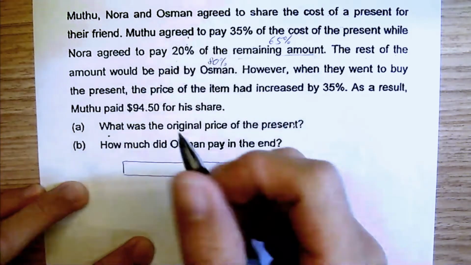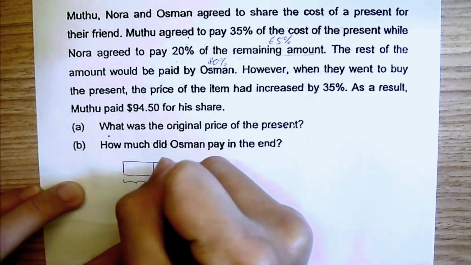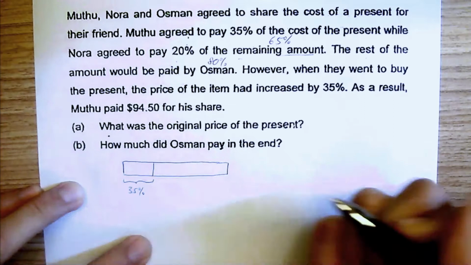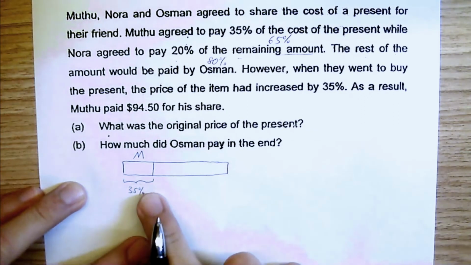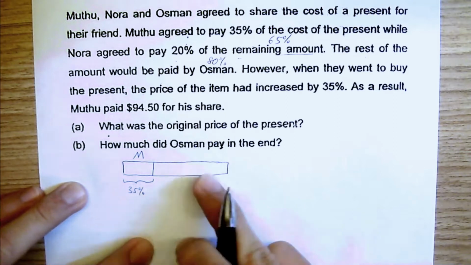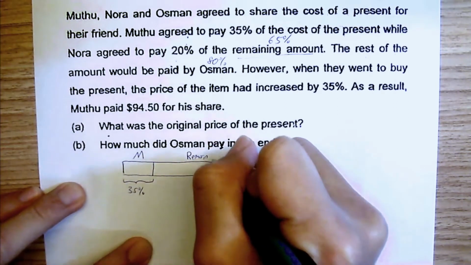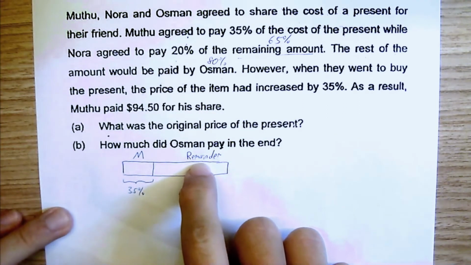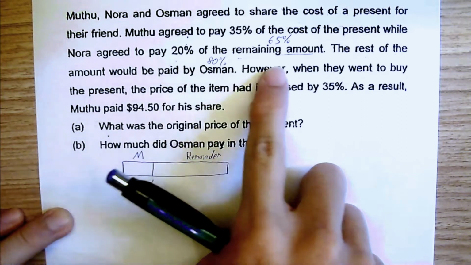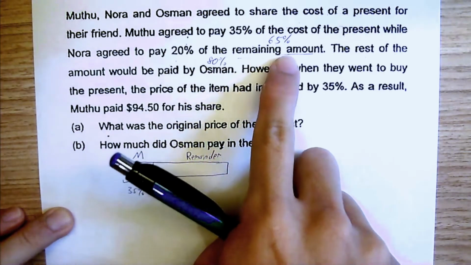Muthu agreed to pay 35% of the cost, so maybe this is about 35%. Okay, so this will be by Muthu. So Muthu paid 35% of the cost. Now, sorry, this is the remainder. The remainder is split into two portions. One portion is by Nora, who agreed to pay 20% of the remaining cost, and the other portion will be paid by Osman, which is 80% of the remaining amount.